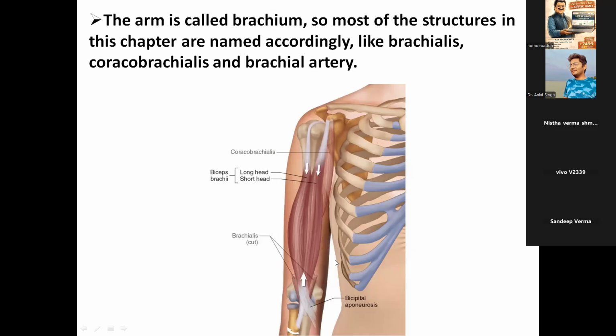Okay. The arm is called brachium, right? So in other words, the arm is called the brachium. So most of the structures in this chapter are named accordingly, like the muscle called as the brachialis, another muscle that is coracobrachialis, the artery which is running over here, brachial artery. That is extension of which artery? Anyone? Brachial artery is an extension of which artery?